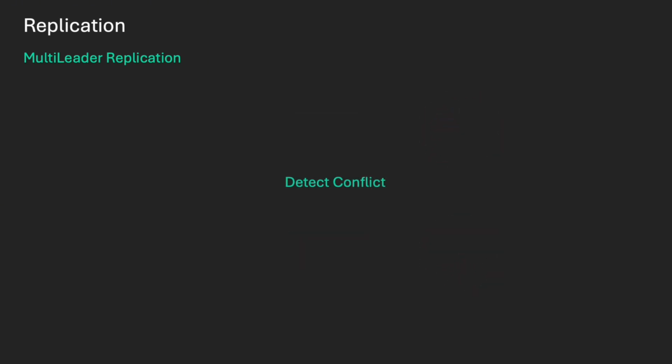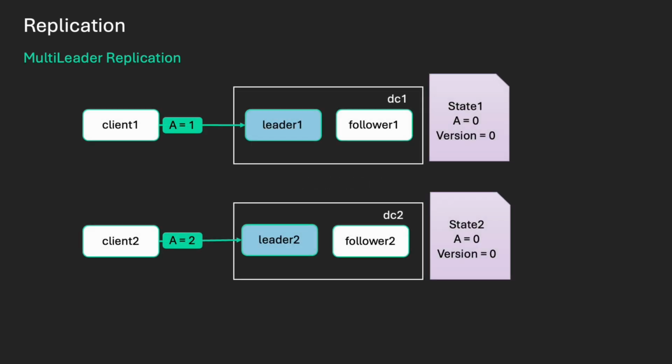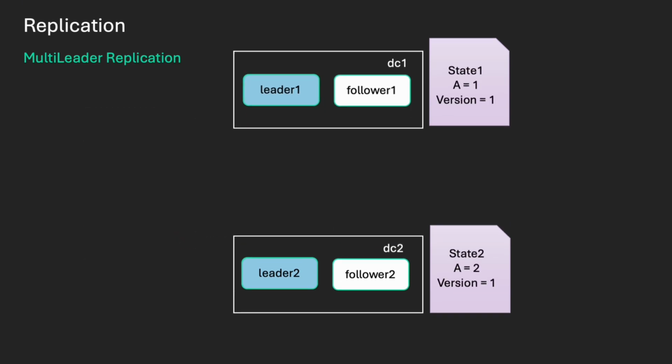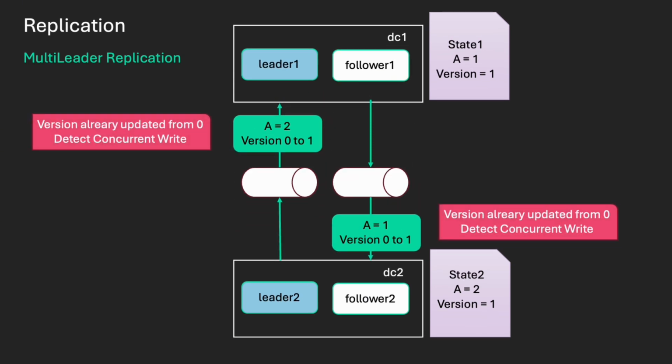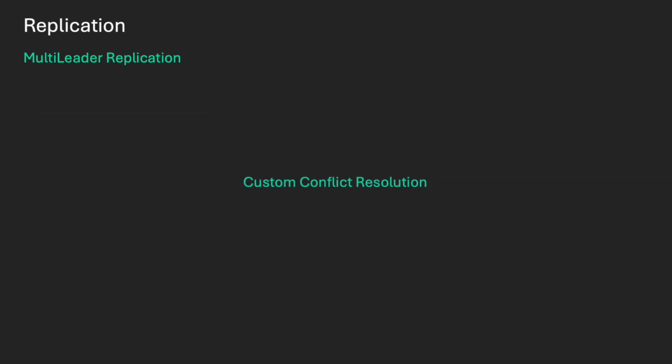Detecting conflicts is also crucial, and a common method for doing this is versioning. Each leader starts with the same version number for a given state. If a client updates the state, the version increments. If a leader receives an update from another leader but the version doesn't match its current version, it means the data was updated from a stale value. Conflict detection is necessary if an application wants to implement custom conflict resolution logic.